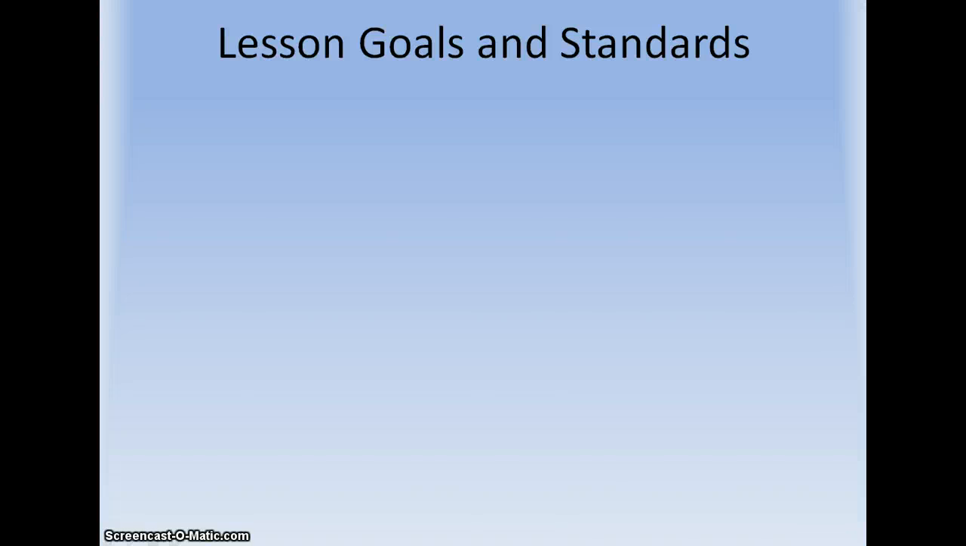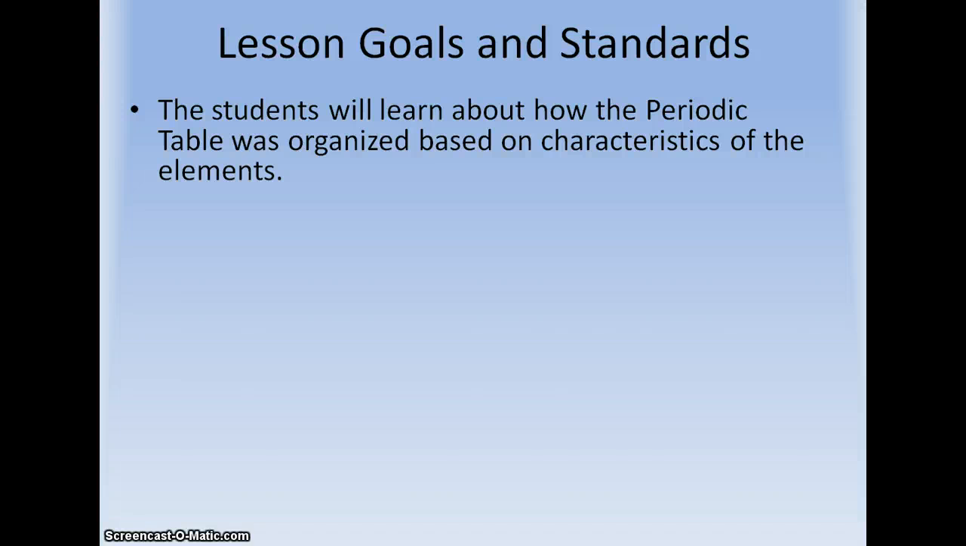The lesson goals and standards. Basically, when this activity is done, going along with all the other activities we've done, the students will learn about how the periodic table was organized based on the characteristics of the element. We study the history, the evolution of the periodic table, starting with Mendeleev, going on to Moseley, and then through the unit we discuss the different areas of the periodic table and why those elements have been placed there because of their similarities and their periodicity.